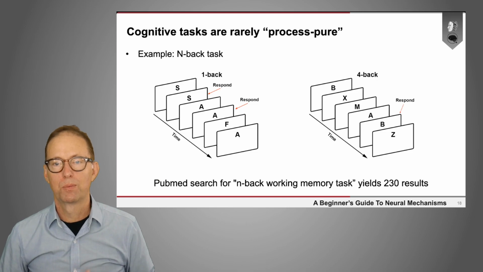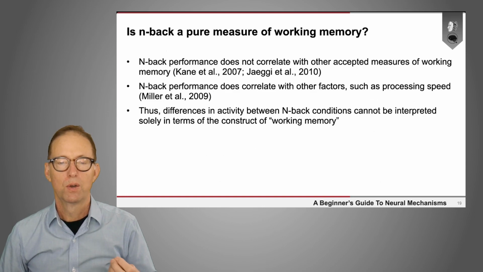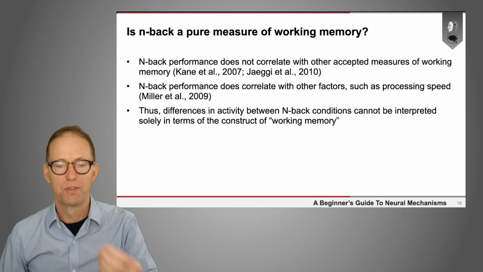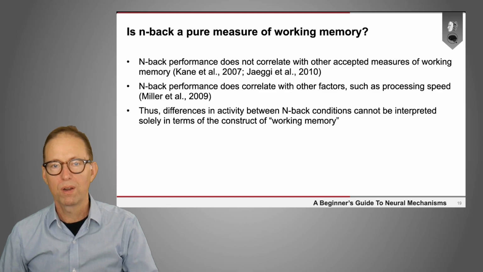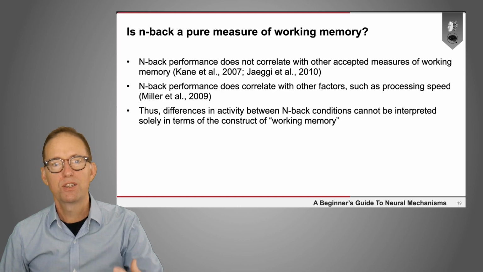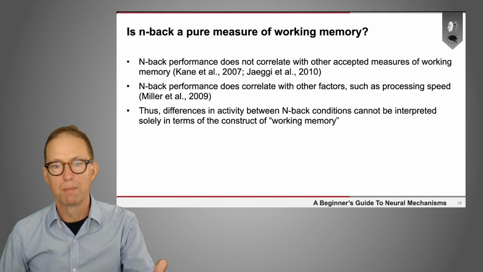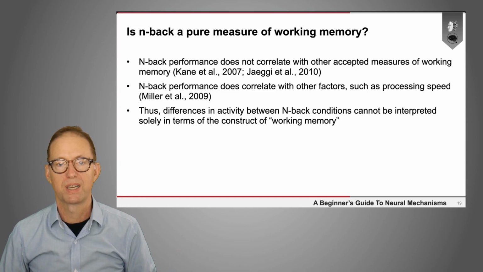Now, this is thought to reflect working memory, but it turns out that it may not actually reflect working memory at all, at least working memory as it's reflected in other types of more accepted measures of working memory, things like digit span tasks. So we now know that n-back performance actually doesn't correlate across people with these other accepted measures of working memory. On the other hand, it does correlate with other factors beyond working memory, things like processing speed. And thus, we can't simply interpret the differences between n-back conditions in terms of the construct of working memory. We have to understand all of the possible psychological processes that might be involved in that particular task.